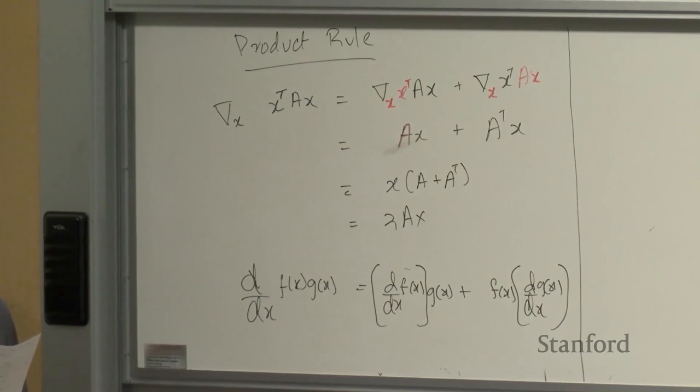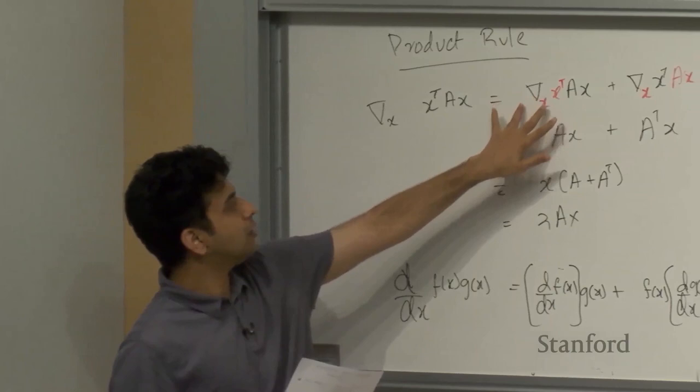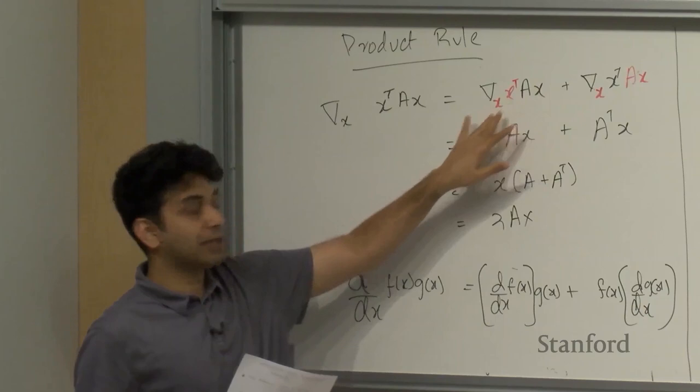Exactly. Because when I write it as the gradient, it's not clear which parts I'm applying it to. So the red parts are the parts that are getting differentiated. The black parts, you treat as constants, just like this.